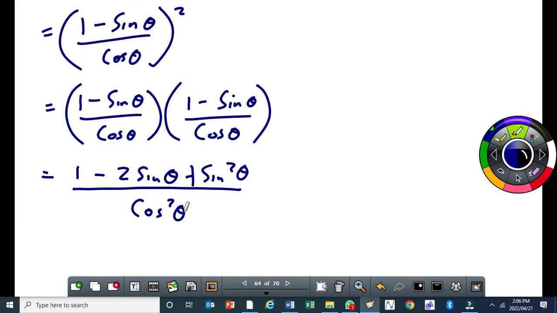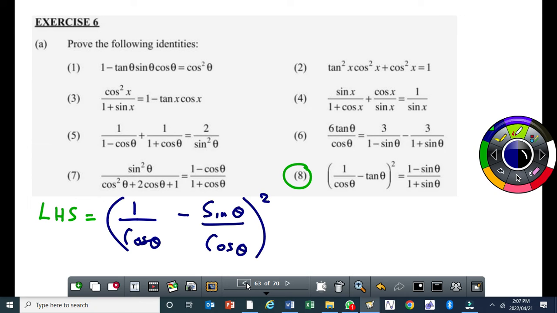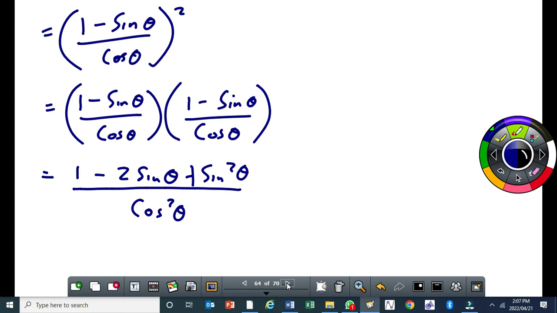Okay, but before I do this, I think maybe I might simplify it further. Let me check again my left-hand side. Okay, I've got 1 minus sine theta, so there was no need for me to remove brackets there. Okay, we must use common sense.